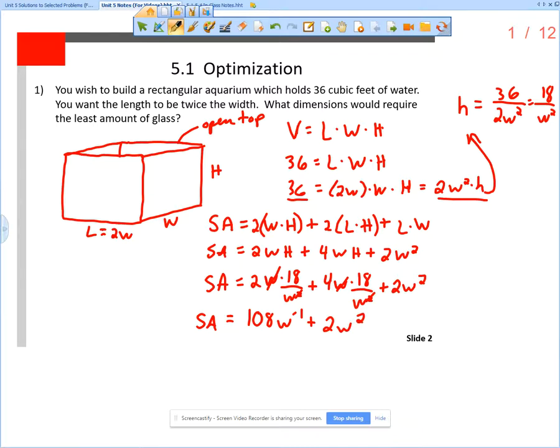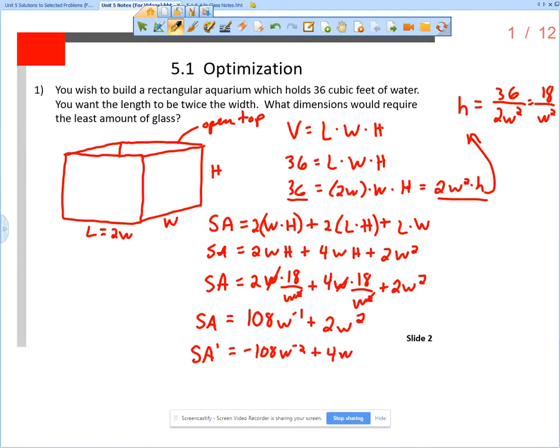So now we can take a little trip back to unit 4. If this is the surface area function, this is the function that we would like to use to figure out the value of W where surface area is minimum. So what I want to do is take the derivative. Now, SA prime is going to be what? Well, it would be negative 108W to the negative second plus 4W.